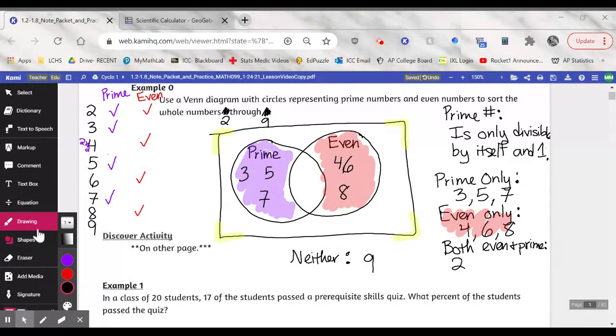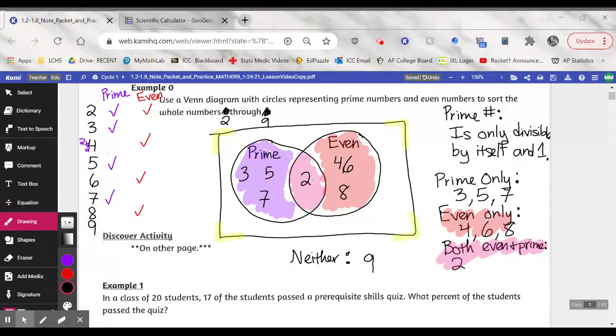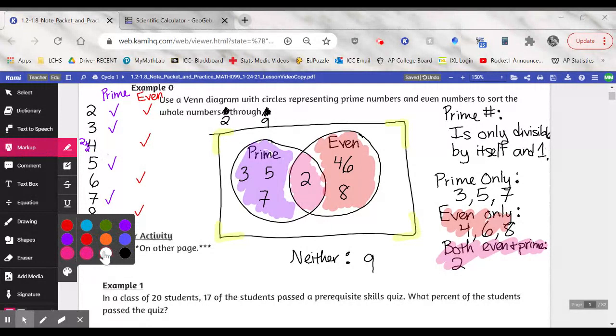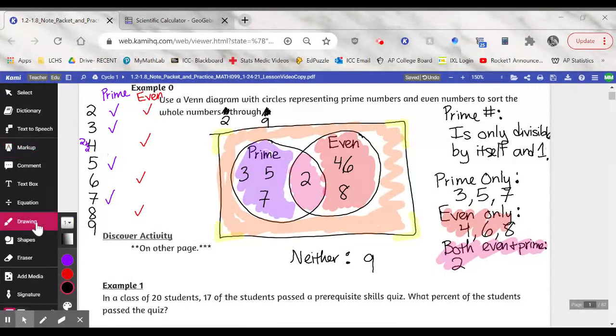Now when we get to the middle is where they are both. So in that one, I'm going to place the number 2. And then we have the outside space. So the outside space is going to be where we have neither even nor prime. So anywhere in the orange is where you could place the 9.